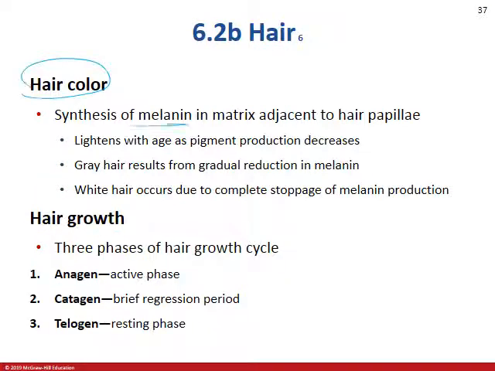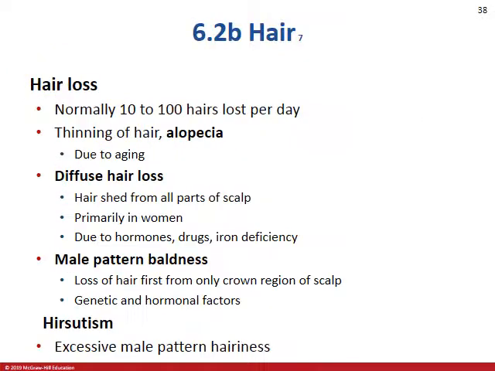Hair color is based on the synthesis of melanin. Unfortunately, as we age, everything stops working as well, and so gray hair will result when we have reduced melanin production in the hair follicle. There's also some hair growth phases listed here. I don't think I have any questions about that. Double check with the learning objectives for hair growth.